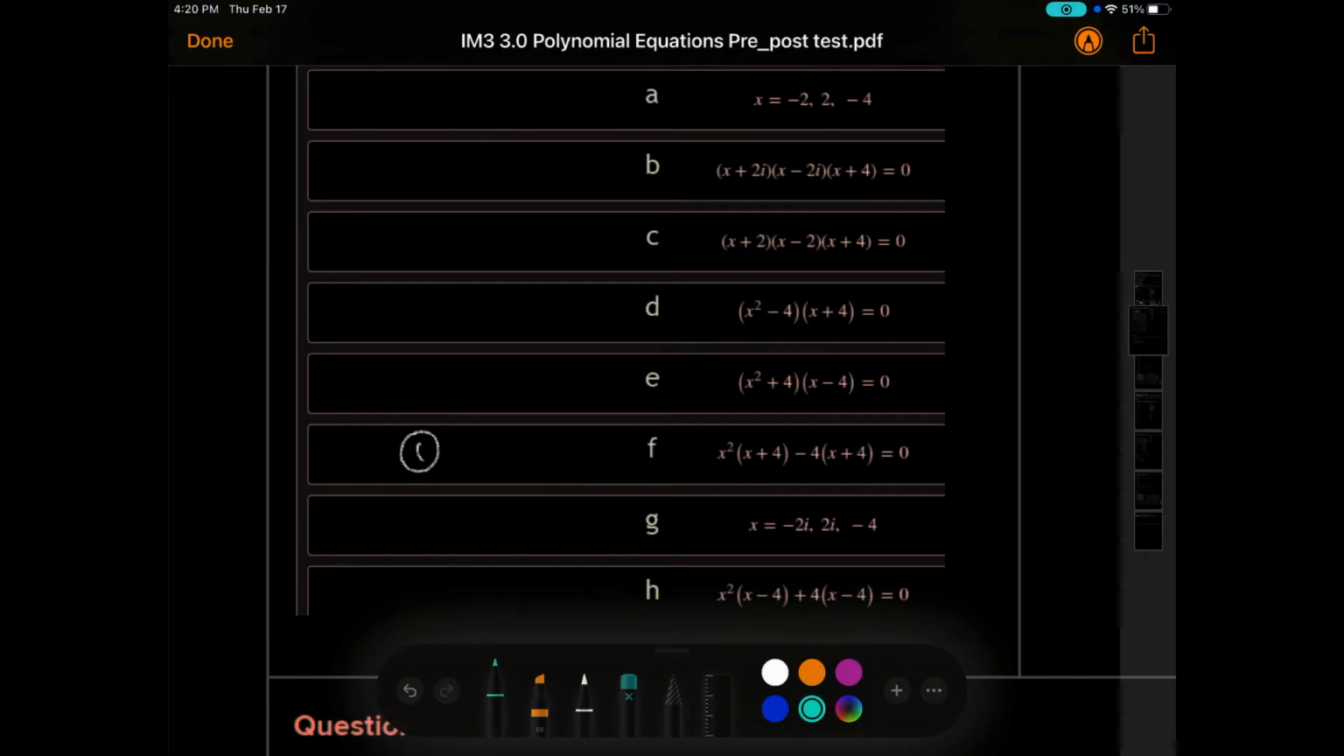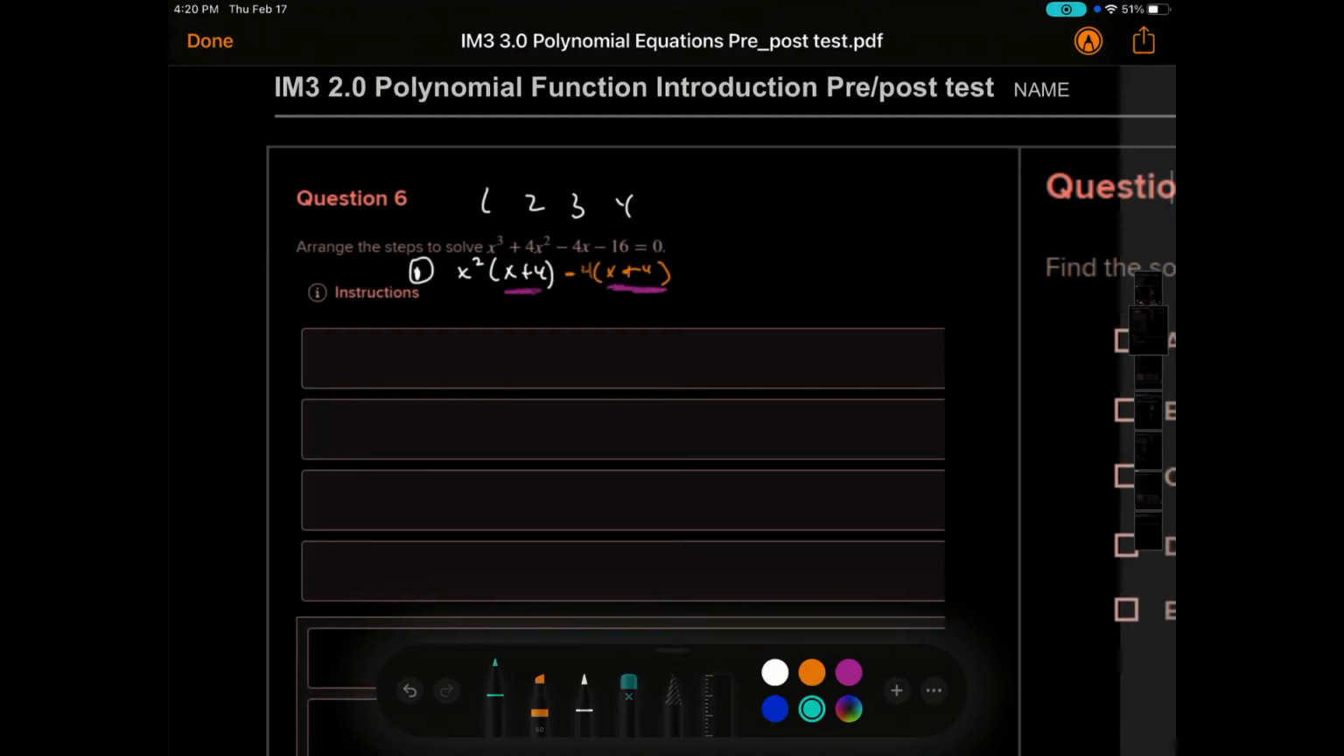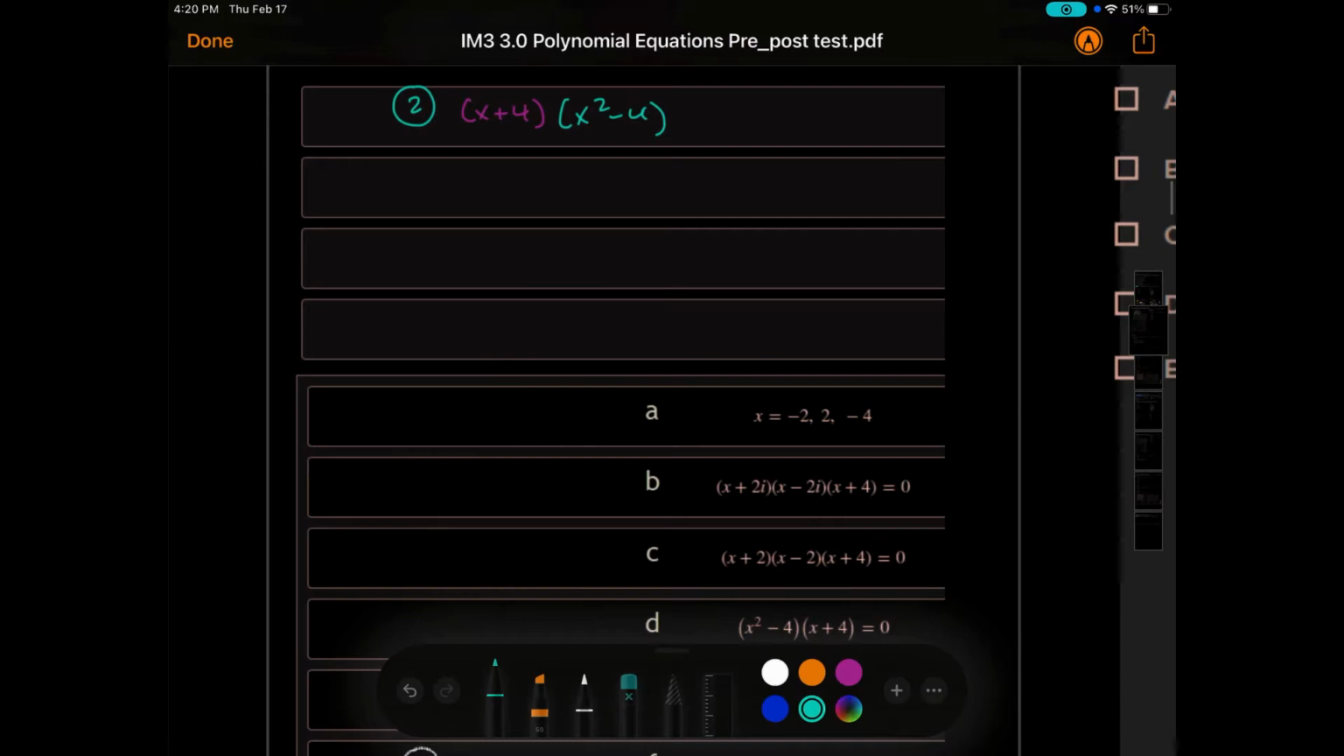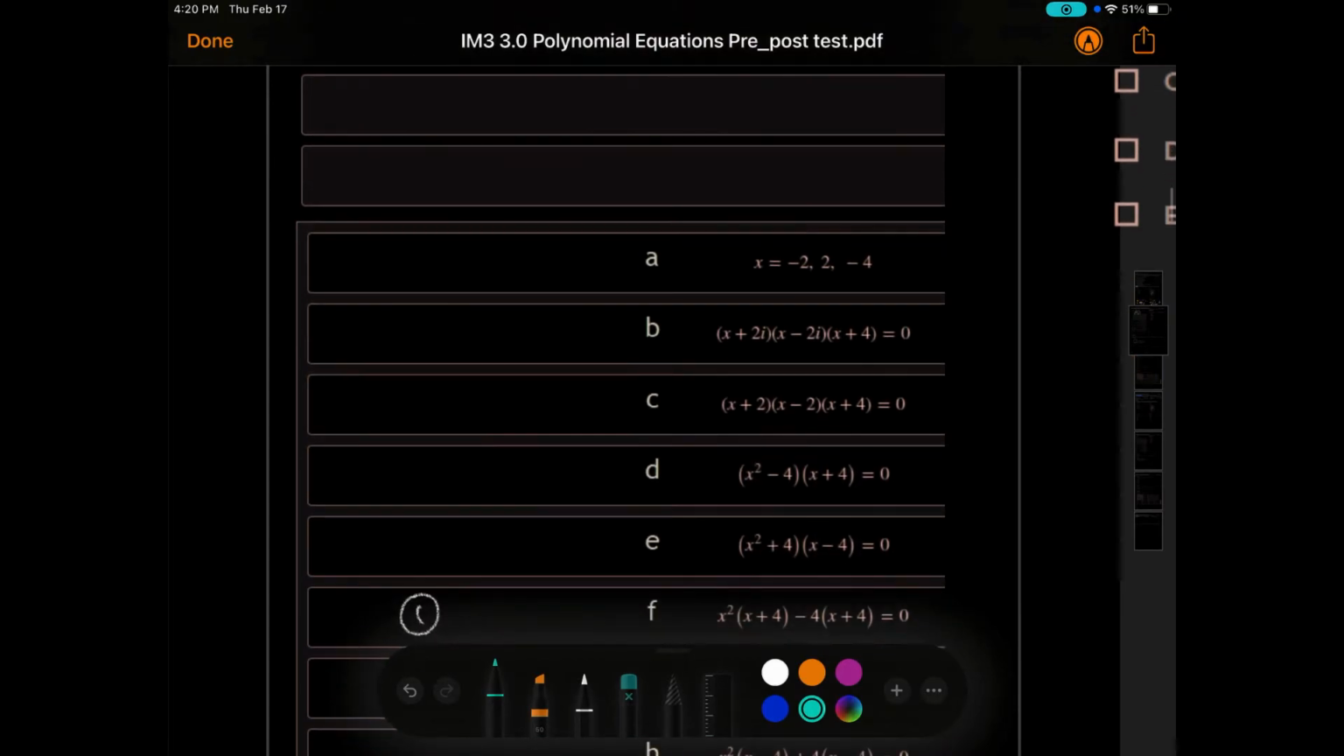Okay, let's try the next step. Now, in pink there, I have both an x plus 4. So we're actually going to factor out something called a greatest common factor of x plus 4. And what's left here is just x squared minus 4. So x plus 4, x squared minus 4. And that would be this choice.